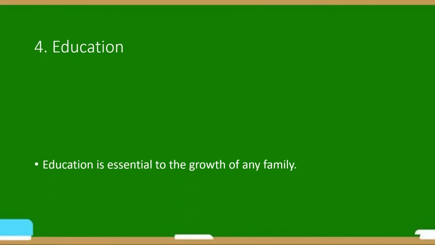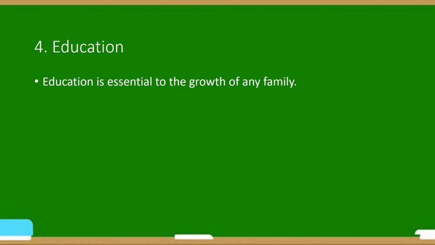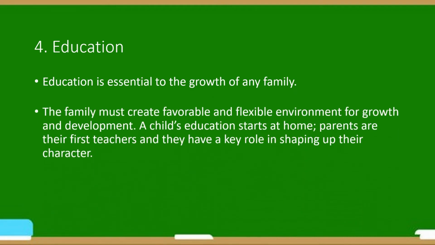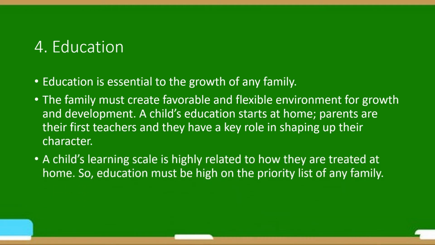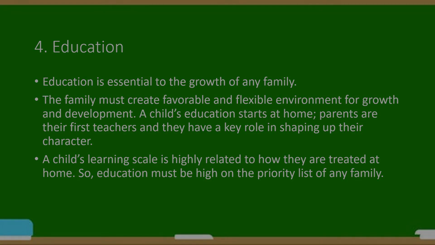The fourth basic need is education. Education is essential to the growth of any family. The family must create favorable and flexible environment for growth and development. A child's education starts at home. Parents are their first teachers and they have a key role in shaping up their character. A child's learning scale is highly related to how they are treated at home. So, education must be high on the priority list of any family.